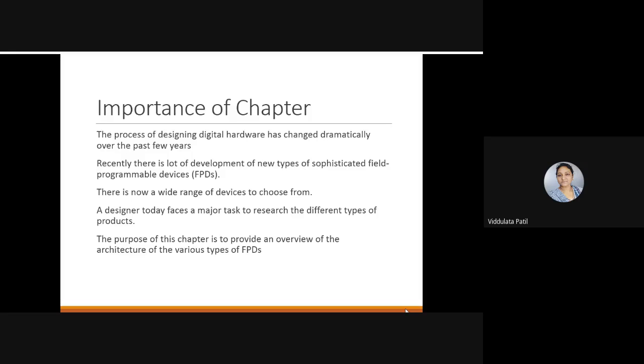So the purpose of this chapter is to provide an overview of the architecture of various types of FPDs, and that is why you will get an idea of the specifications of these commercially available devices, and from that you can select a particular device for your application. So write down the importance of the chapter.